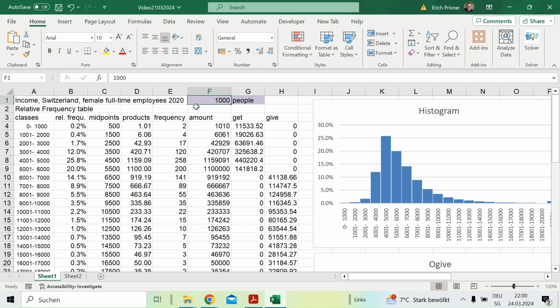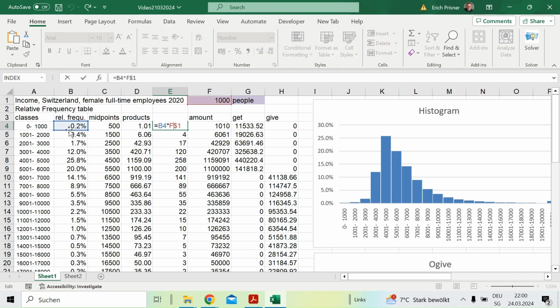So keep in mind, if we have 1,000 people, then we can go into these classes here, the non-cumulative classes, and calculate the frequency. So how many people are getting 0 to 1,000? If 0.2% of the population get between 0 and 1,000, and we have 1,000 people, then the frequency, the amount of people in this class, is certainly the relative frequency multiplied by the total amount. And remember, this absolute referencing we did in video number 4 with the dollar signs. So it's $1 because we want this F1 reference to be fixed throughout.